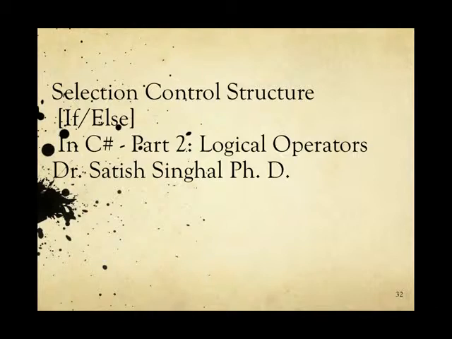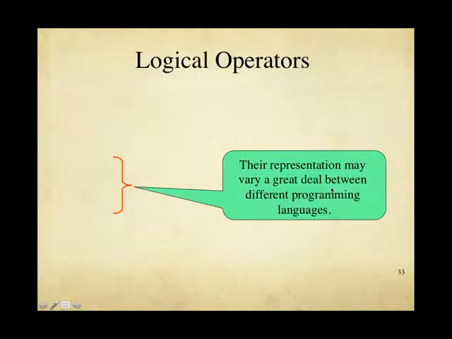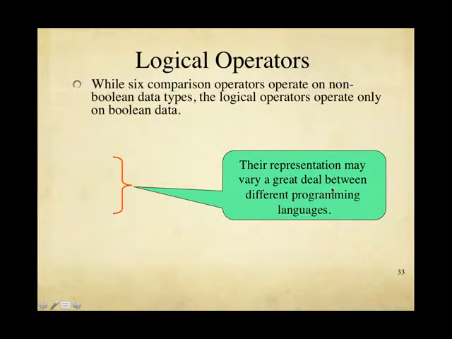And I want to talk about logical operators in C#. They're the same in other languages. So this is really selection control structure in C# Part 2. So basically, what are logical operators?